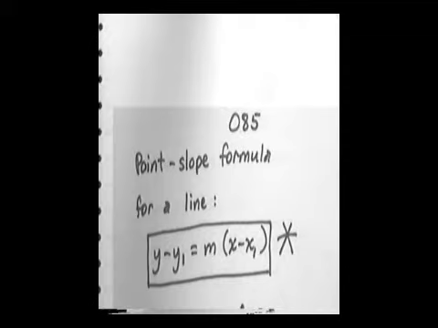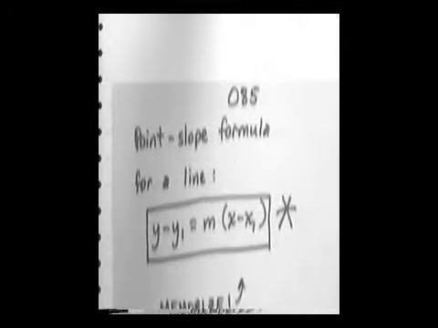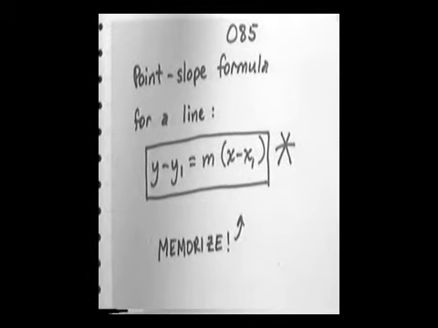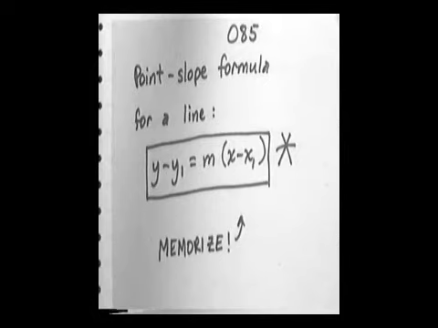I've put a star beside this to point out how important it is, and you must memorize this formula. You will be expected to know this formula, which we will use for finding the equation of a line, given the requisite information. Y minus y1 is equal to m times x minus x1.